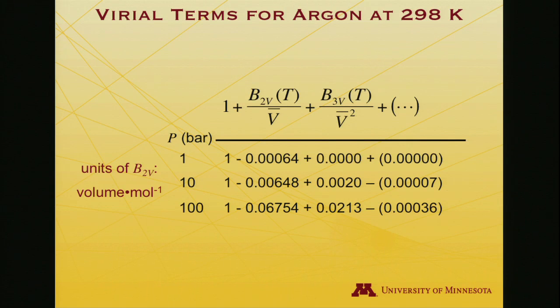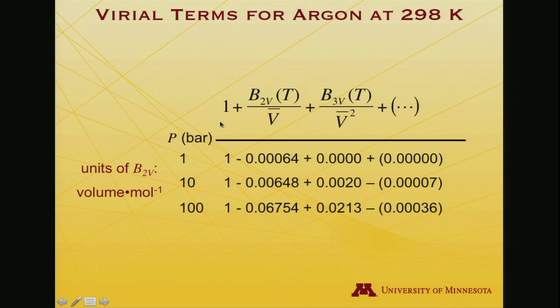Let's just look at how the various terms in the virial expansion, what sort of orders of magnitude they take on under different sets of conditions. So here are some data for argon at room temperature, 298 Kelvin. I'll show you for 1 bar, so that's atmospheric pressure, 10 bar, and 100 bar. And these all are the B2V component at that stage, in units of volume per mole. Because remember, compressibility is unitless.